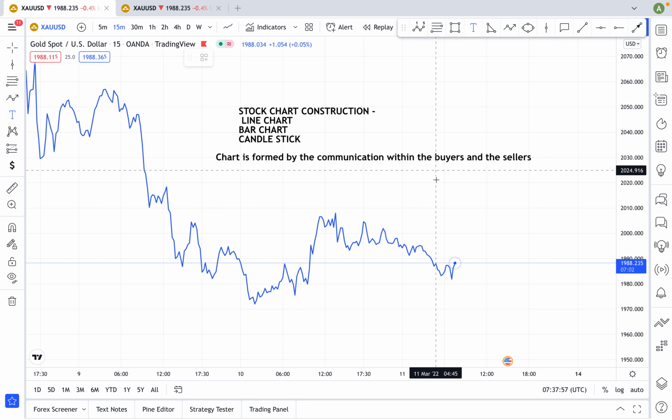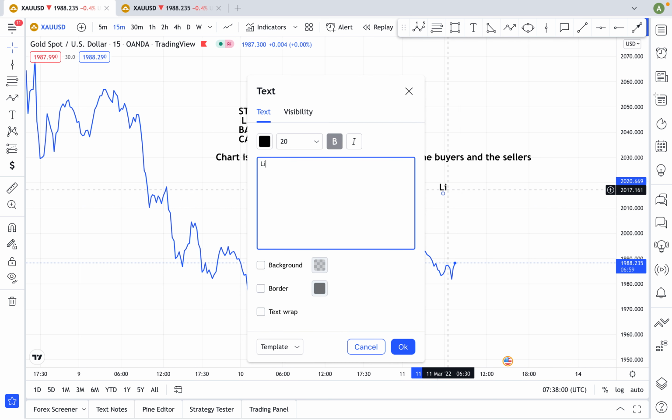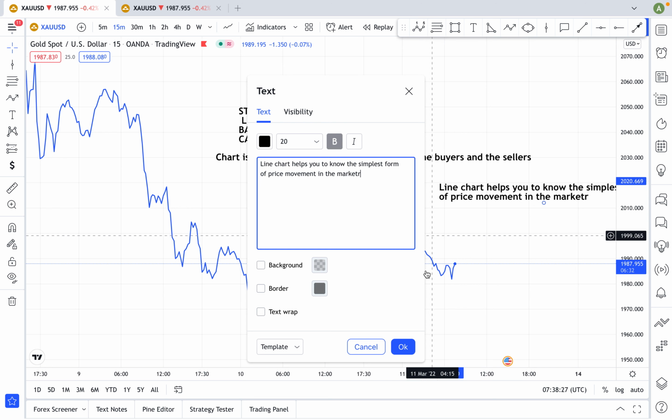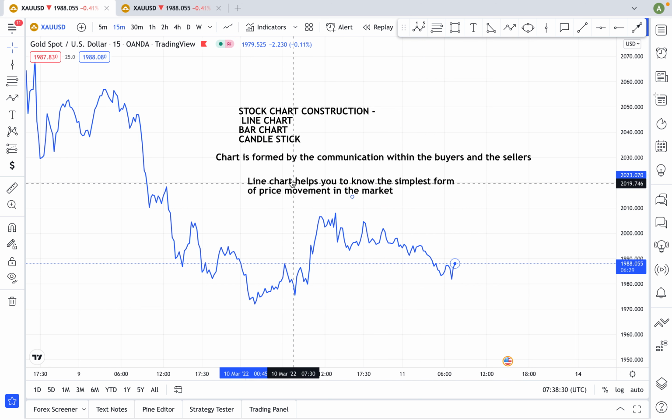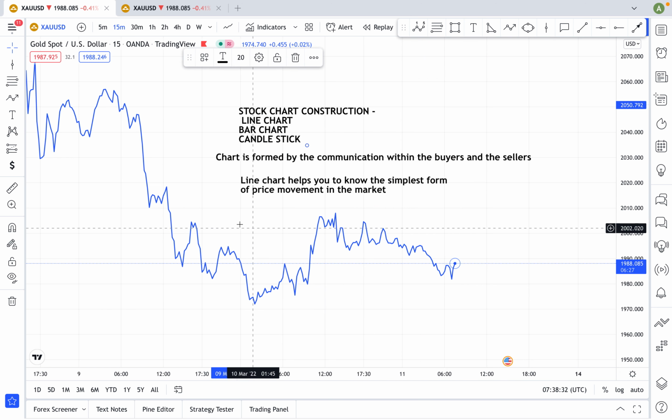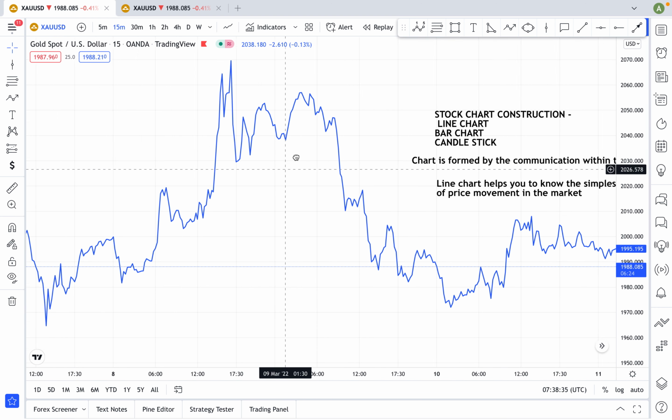So let me just write it out as this: line chart helps you to know the simplest form of price movement in the market. It allows you to know what the movements are. How is the price going so far? What are the things happening? That's the form of the line. That's the work of the line chart.